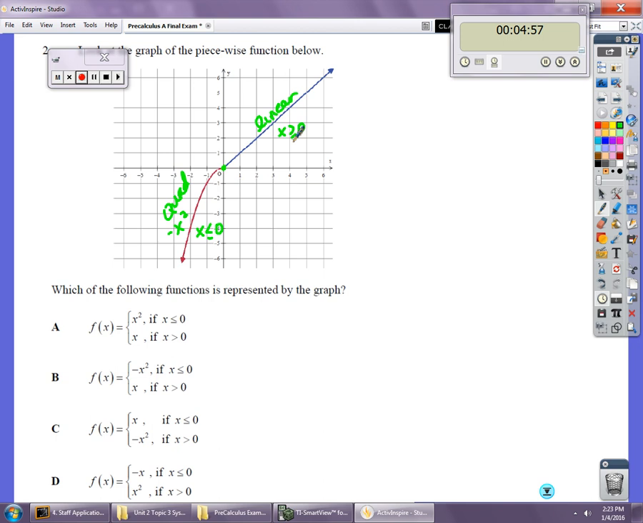So I know it's not A. I know it's not A because it says positive x squared, and I know that that's definitely not right, and that actually eliminates D as well. I know that this is a negative x squared, and then a positive line of x. So it's got to be either B or C.